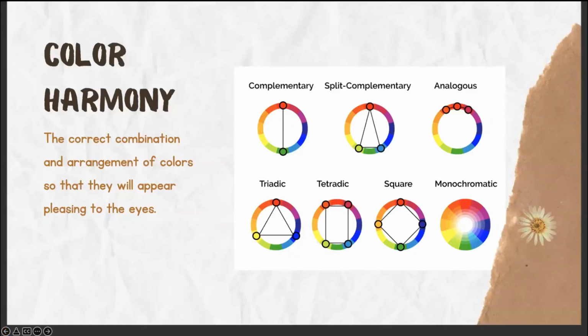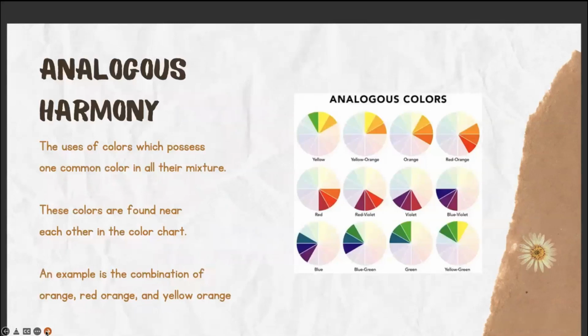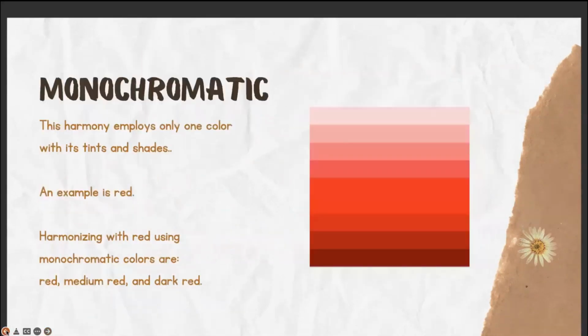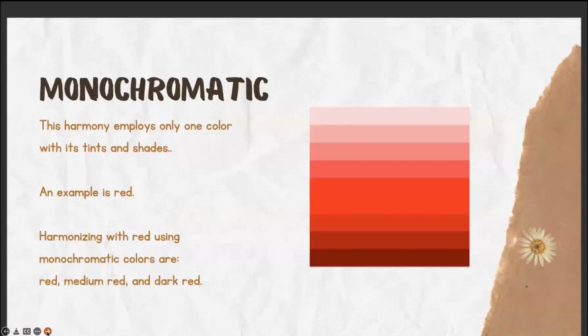Okay, class, about color harmony. Harmony means harmonized, harmonizing. Since it's harmony, it should be pleasant to the eyes, because if we harmonize these colors, then it will be pleasant to the eyes.